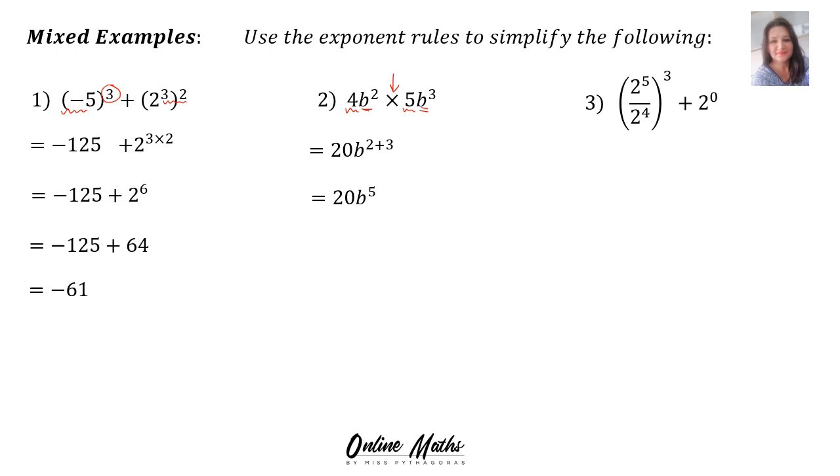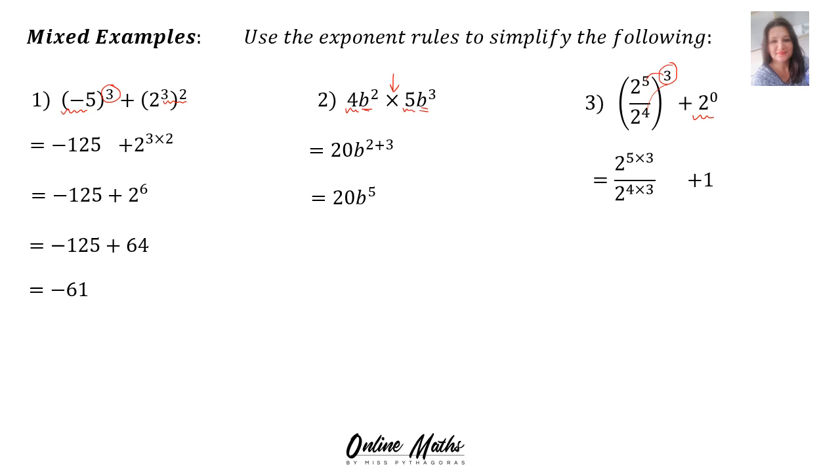Number 3: on this one, the 3 will go to the 5 and it will go to the 4. But remember, bracket means multiplication. So that becomes, on the numerator, 2 to the 5 times 3, and on the denominator, 2 to the 4 times 3. And then on this one, anything to the 0 is 1.